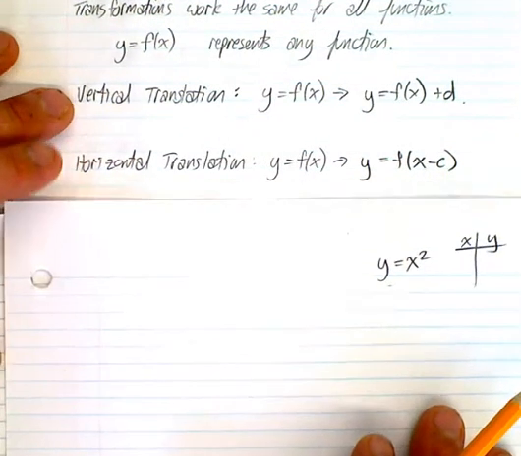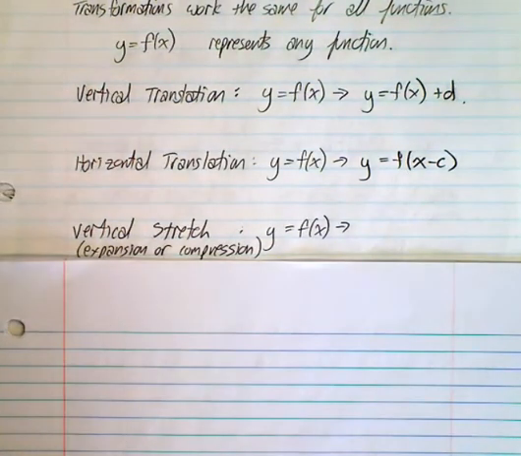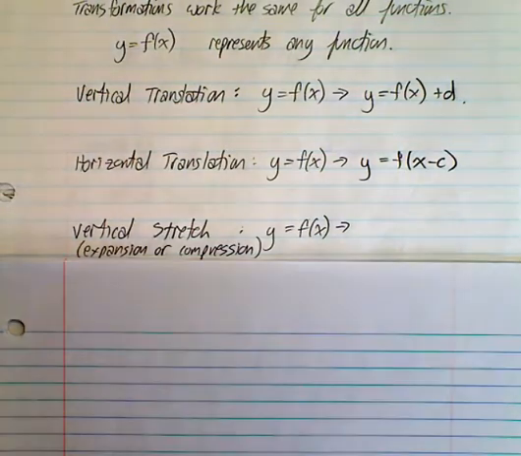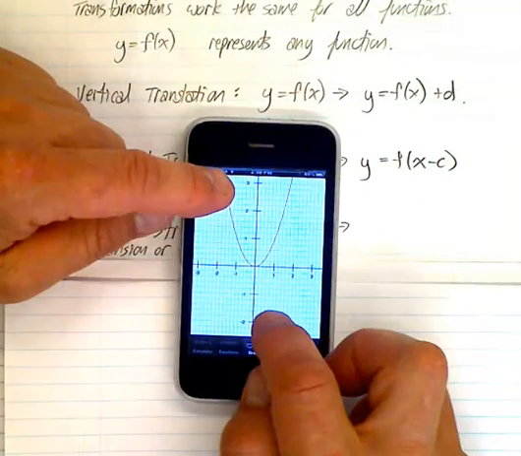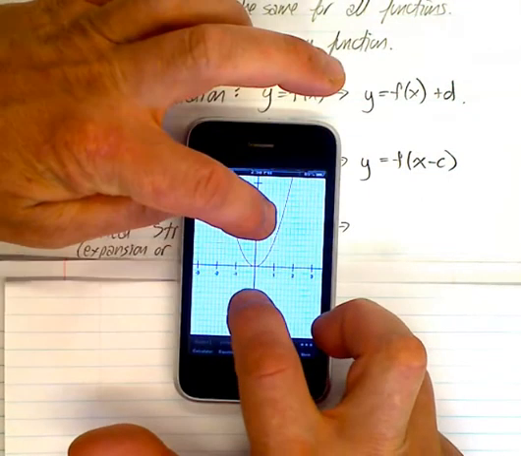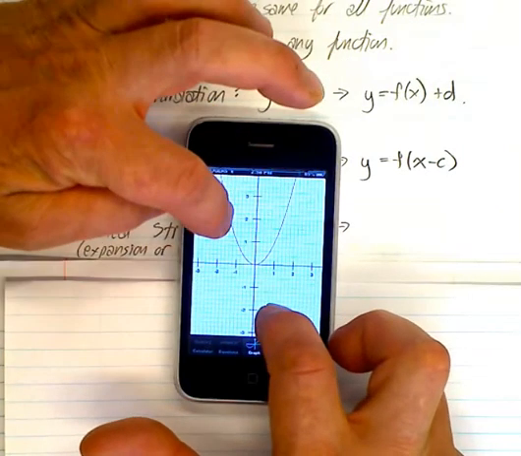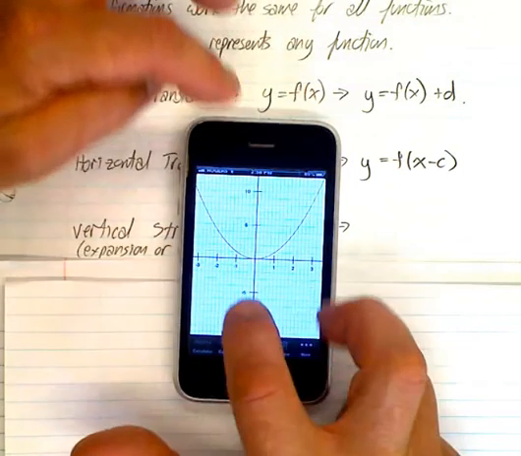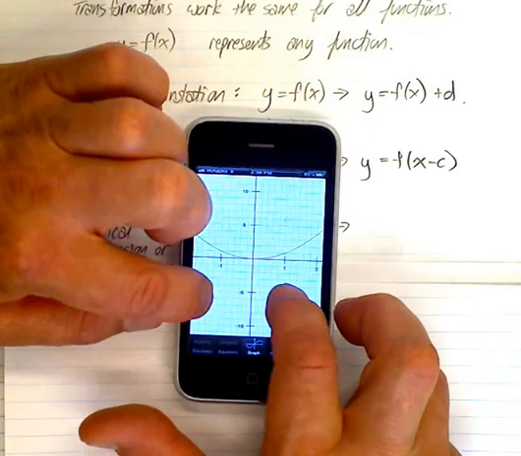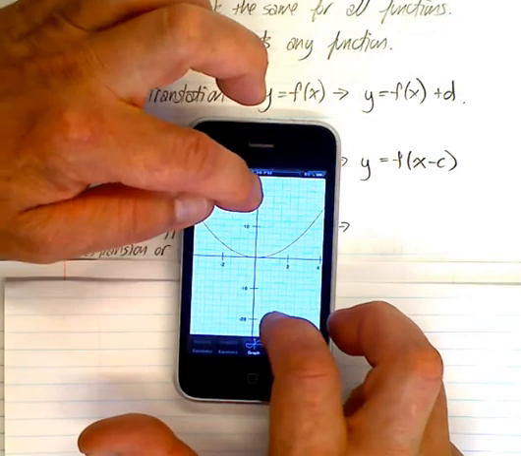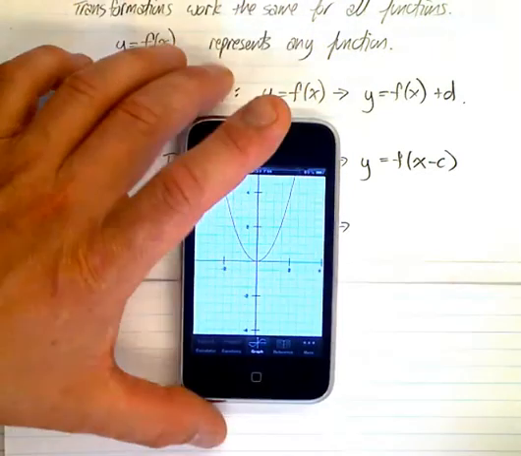The next thing we look at is what we call a vertical stretch. This could be either an expansion or a compression, right? Let's say this is your parabola. If I stretch it vertically, what happens to it? It gets skinnier, right? If I compress it, what happens to it? It gets fatter, okay? We can compress it horizontally, we can stretch it horizontally, we can compress it vertically, we can stretch it vertically. So think of it as an elastic type of band, okay?